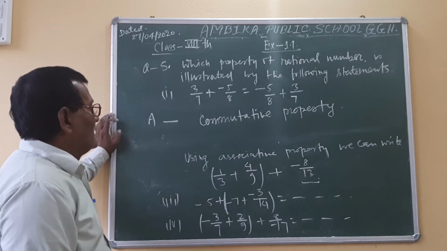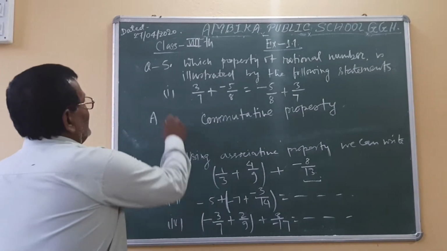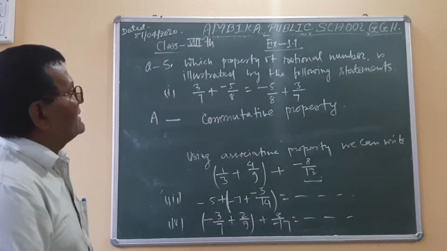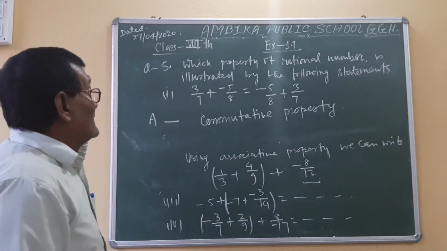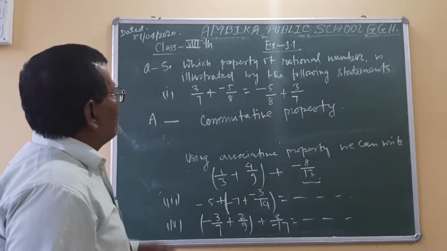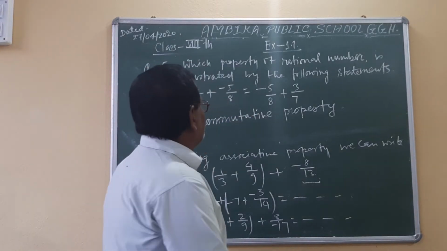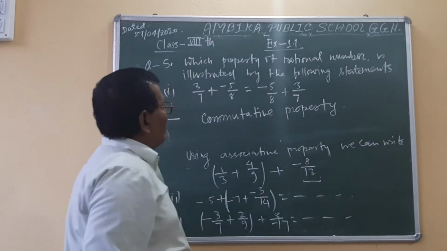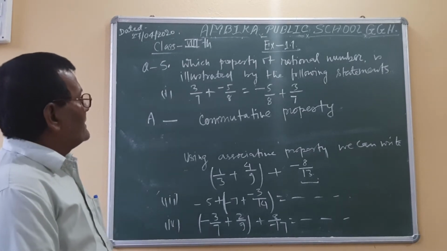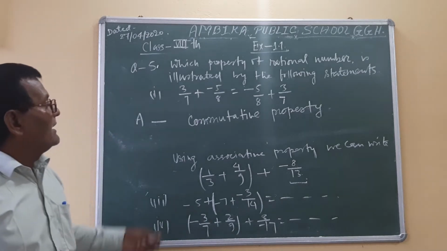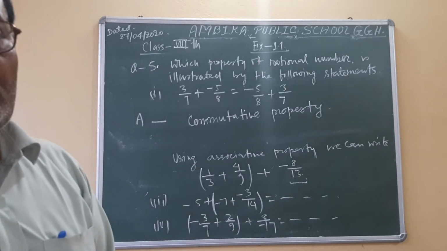We have read that if a and b are two integers or two rational numbers, the commutative property states that a + b is equal to b + a. Here, 3/7 + (-5/8) is equal to -5/8 + 3/7. Similarly, you can solve questions 2 and 3.